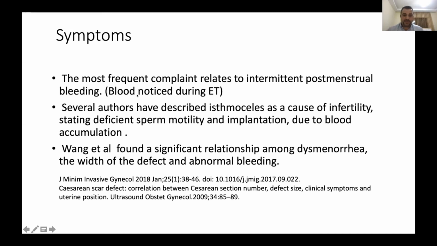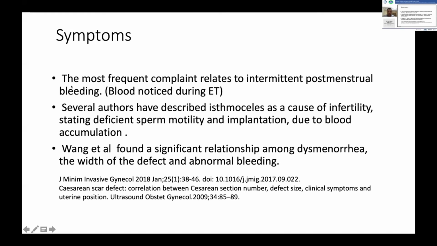So what are the main symptoms? The most frequent complaint is intermittent postmenstrual bleeding. Most of my patients were IVF candidates. So during embryo transfer, we notice blood at the ET catheter. We cancel the ET at that time because of the blood, as we believe this will decrease the implantation rate. The 6 cases I did had a previous history of IVF failure, not postmenstrual bleeding actually.